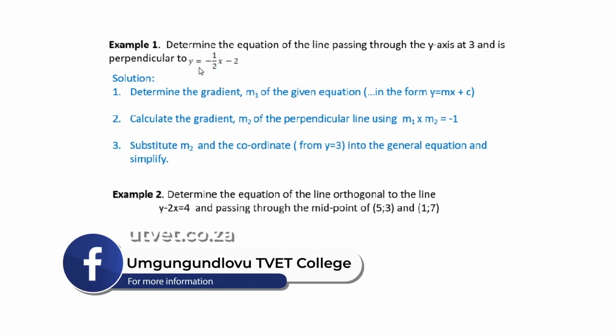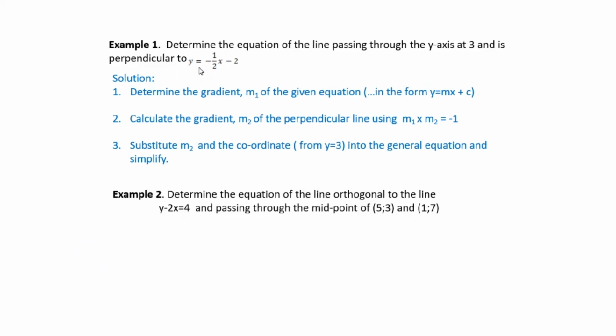Right, in our second example, which won't be very different from what we have just been doing, slightly longer, but still the same concepts that we are going to apply. You will also see that we are going to look back at some of the content that we covered in level 2. In this question, we are determining the equation of the line orthogonal or perpendicular to the line y minus 2x is equal to 4, and passing through the midpoint of (5, 3) and (1, 7).